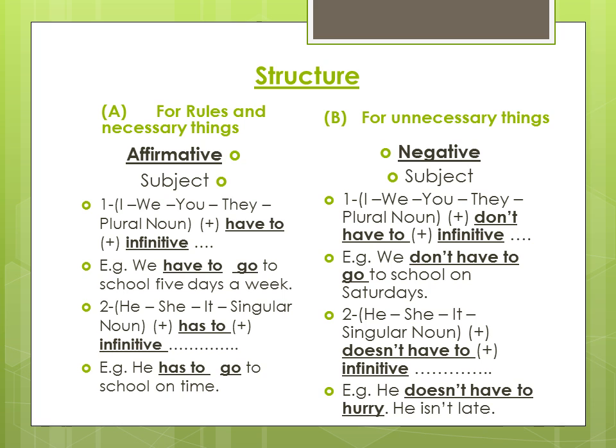And after have to we use go. It is an infinitive. For example, I cannot say we have to going. It's wrong. We have to goes. It's wrong. We have to went. It's wrong. So after have to we use the infinitive المصدر.